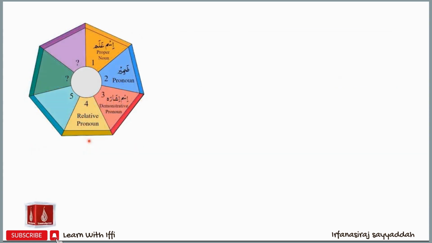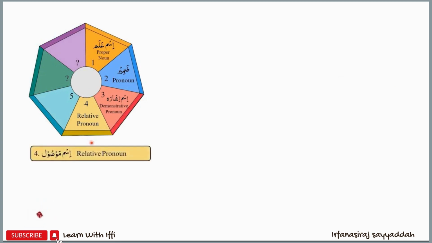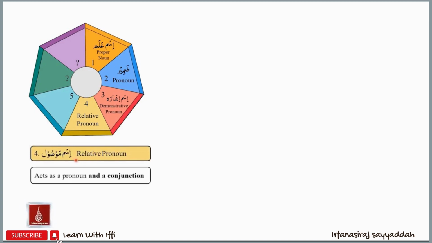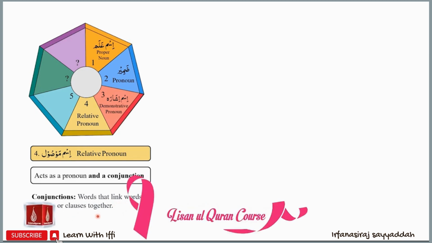The fourth type of definite ism or marifa ism is relative pronoun. Relative pronoun is also called Ism Mawsool in Arabic. A relative pronoun will play the role of both a pronoun and the role of a conjunction. Conjunctions are words that link words, phrases, or clauses together. Let us look at some examples so we can understand this better.